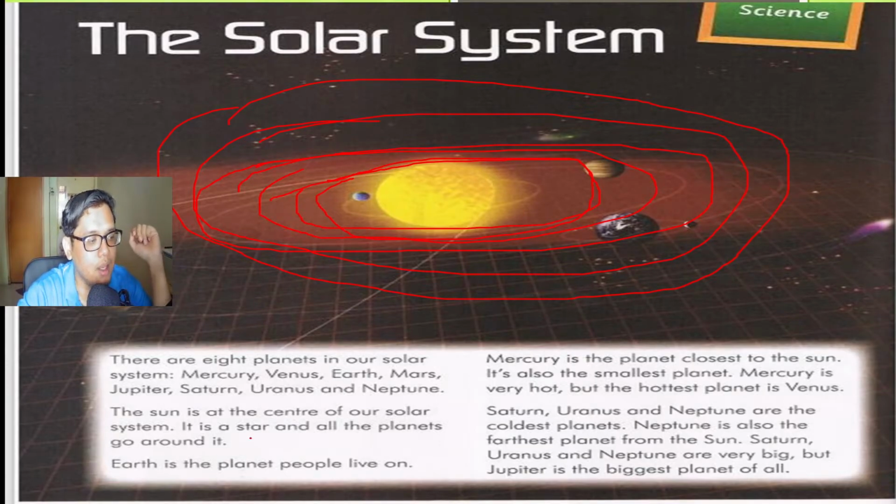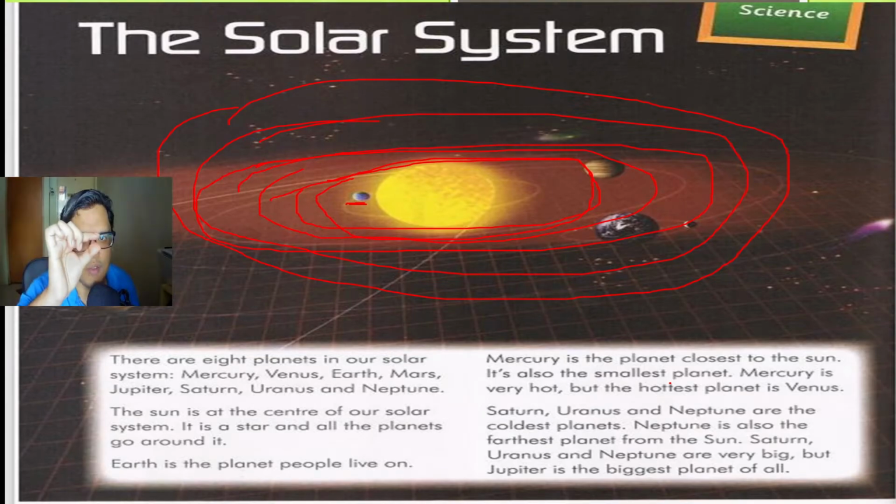Okay, let's go one by one. Earth is the planet people live on. So if people ask you what planet people live on, it's the Earth. We call this planet, the one that we live on now, Earth. Next one, Mercury is the planet closest to the Sun. If this is the Sun, Mercury is the closest. As you can see in this picture, maybe this is Mercury, closest to the Sun, and it's very hot.